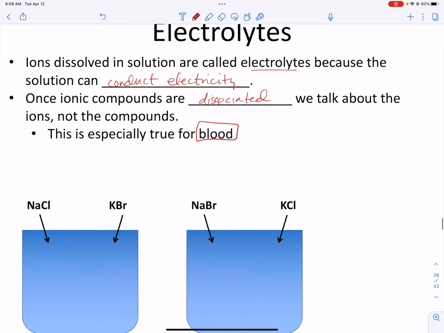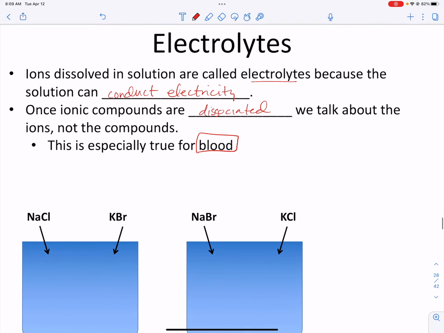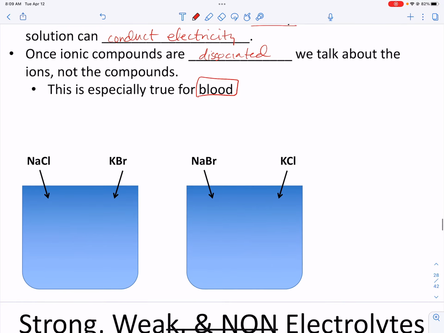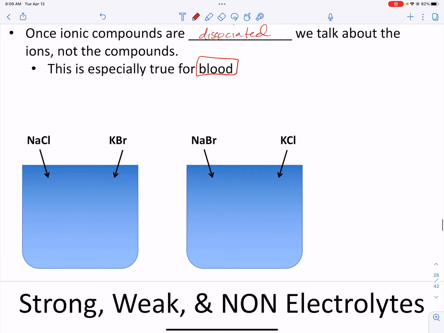And so I just want to prove this point to you that when we're talking about electrolytes, sorry if you can hear all that noise. My office is down by all the instruments. Look at this picture I have down at the bottom. I have 2 beakers of water. And what if we added 2 different substances, sodium chloride and potassium bromide? And then what if we added sodium bromide and potassium chloride?